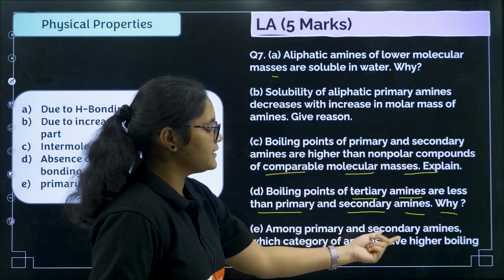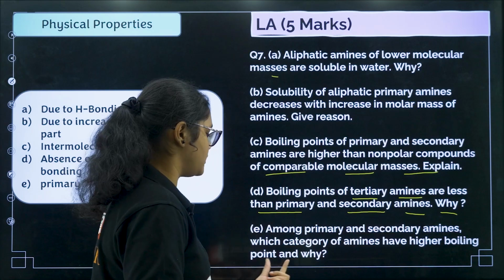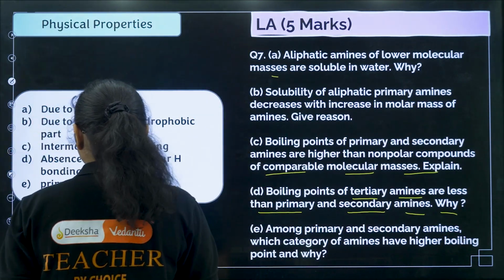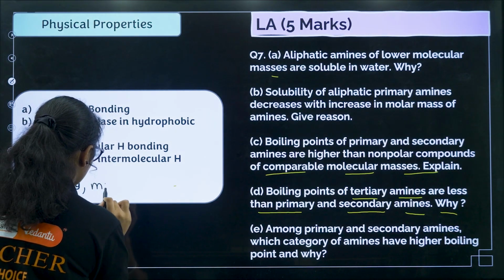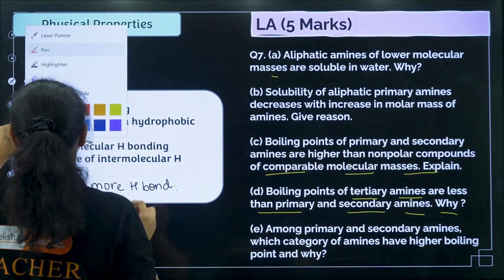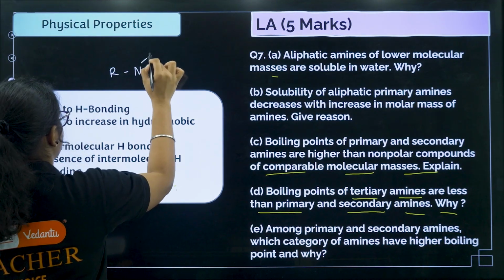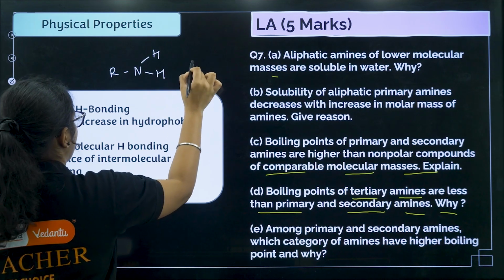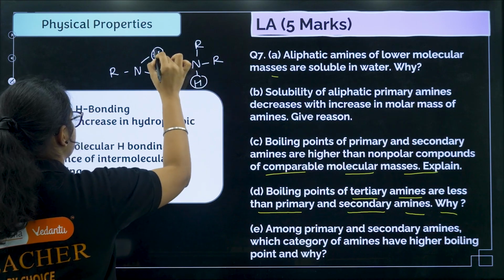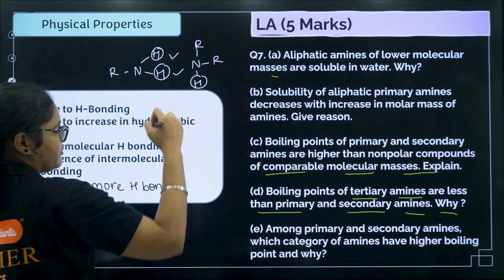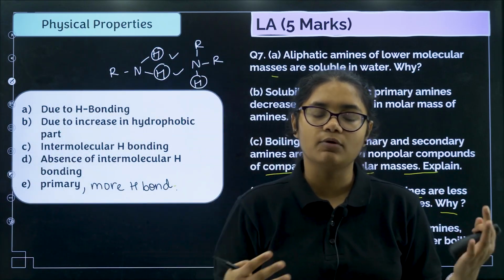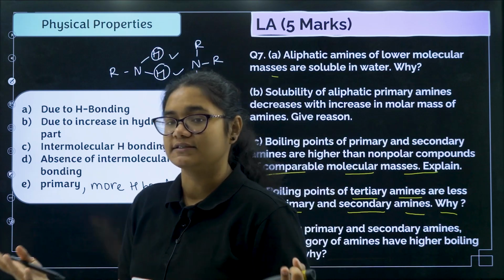Last one, among primary and secondary amines, which category of amines has higher boiling point and why? Primary amines have higher boiling point. Why? Because primary amines can form more hydrogen bonds, because they have more H. In primary amines you have 2H, and in secondary amines you have 1H. So with 2H more hydrogen bonding will take place, and here with 1H less hydrogen bonding will take place. More hydrogen bonding means more intermolecular force, means more energy is required to boil them.